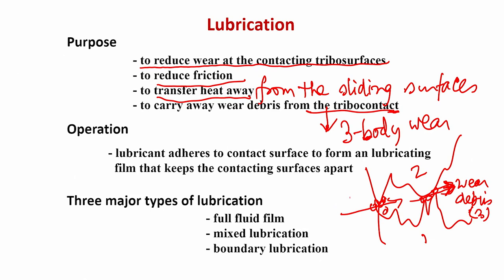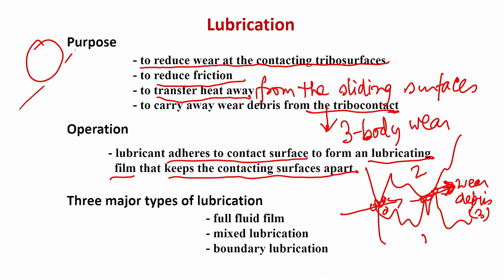So, what is the mechanism by which lubricants work? Lubricant essentially adheres to the contact surface to form a lubricating film, and that keeps the contacting surfaces apart. So, this is very important. Essentially, if you have these first two bodies, and this is your flat, now lubricants essentially make a film here.